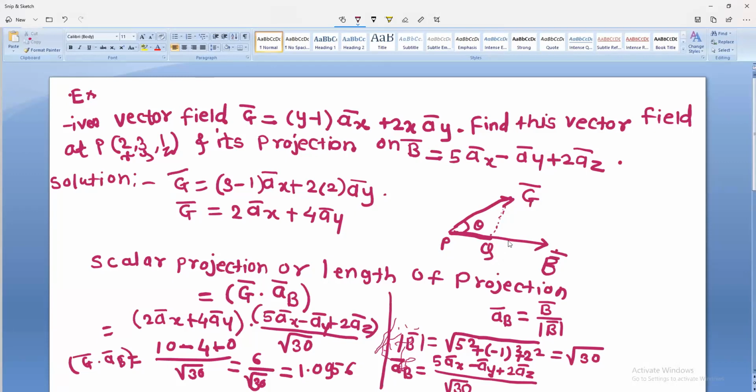Now the formula for this projection is the vector which you are projecting, that is G bar, into the unit vector in which direction you are projecting the first vector, that is vector G bar. So we are projecting this vector G bar in the direction of vector B bar. That's why the unit vector in direction of B bar is A bar B, and it is a dot product. So scalar projection or length of projection PQ is nothing but G bar dot A bar B.